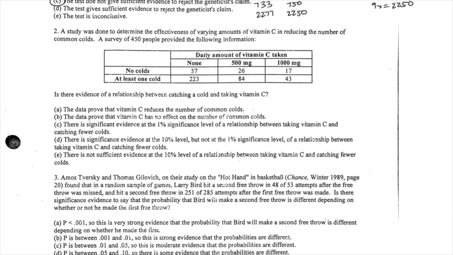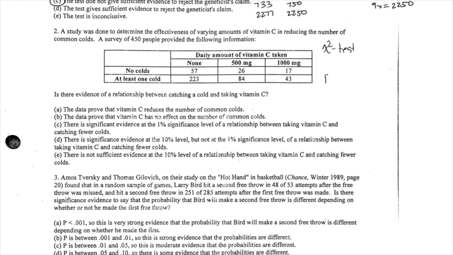Okay, number 2. Two-way table here, so I'm down to using the chi-square test. That's the one in the calculator. It says, is there enough evidence between catching a cold and taking vitamin C? So we're going to go into our matrix, second matrix, go over to edit, and this is a 2 by 3. It's 57, 26, 17, 223, 84, and 43. This goes in matrix A. I'm going to go to chi-squared test, and that's all the way down. Observed and expected, all that good stuff's good to go.